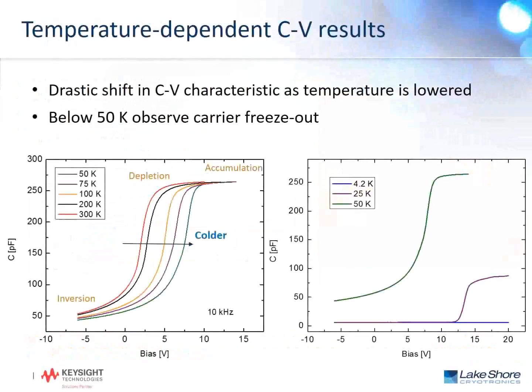Now, we look at the temperature-dependent CV results that we measured for the silicon carbide MOS capacitor. Basically, a really drastic shift in the CV characteristic as the temperature is lowered. That flat band condition moves to positive gate bias as the device is cooled. Now, cooled to a point. So below 50 Kelvin, we actually start seeing the effects of carrier freeze-out in silicon carbide material. And so we no longer have the CV characteristic, but in fact, complete carrier freeze-out by 4.2 Kelvin.